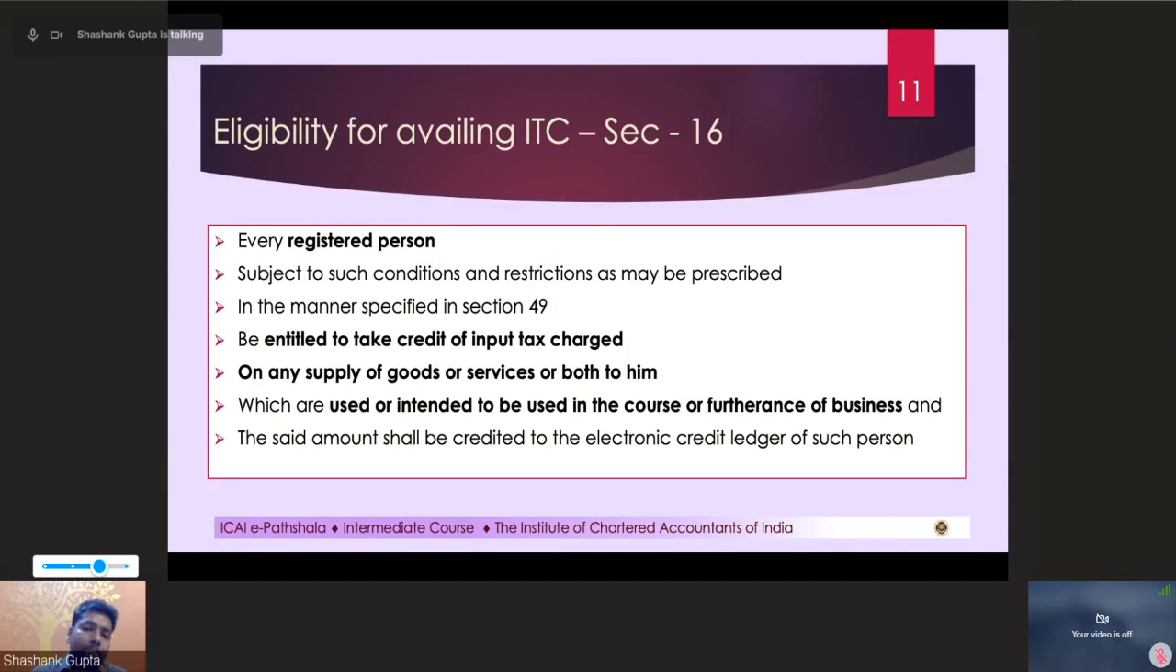What does this mean? This means I buy a laptop and the supplier charges tax at the rate of 28%. Whereas actually the tax leviable on laptop was only 18%. The law says does not matter what was the actual rate of tax. Whatever tax has been charged will be available as credit. So the credit available to me would be for the entire 28,000. So 28%. On any supply of goods or services or both.